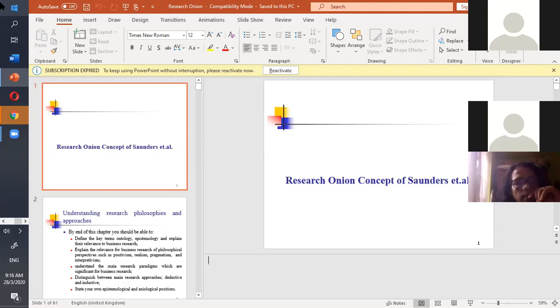So this operationalization is very important. So you have to know how to operationalize each and every variable that you have in your conceptual framework. So if you look at the sequence of topics within chapter 3, we have the conceptual framework, then you have the hypothesis.